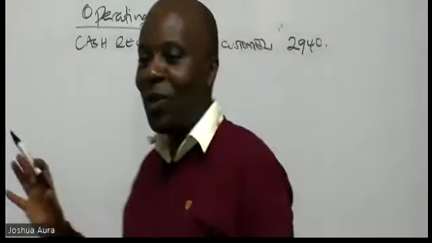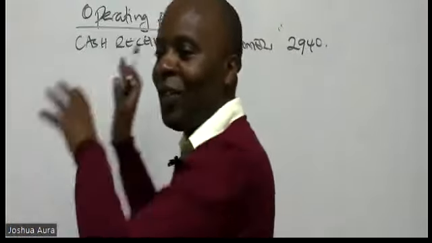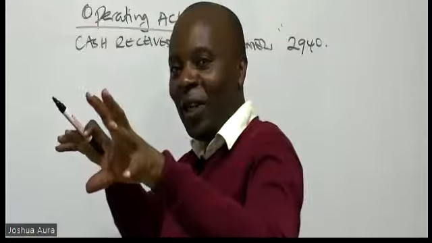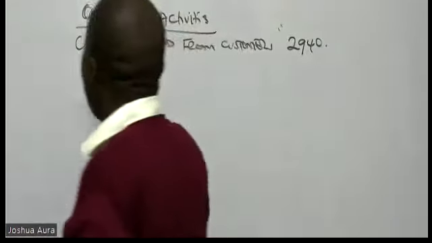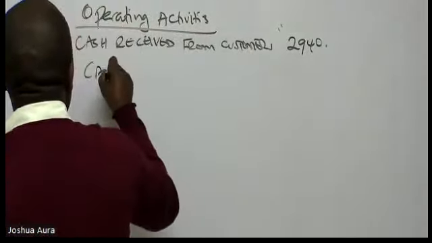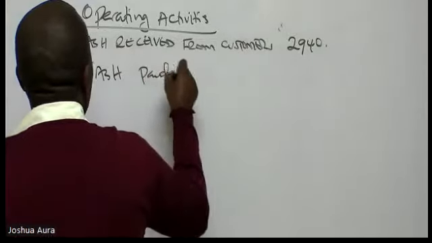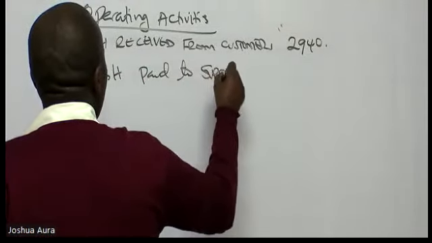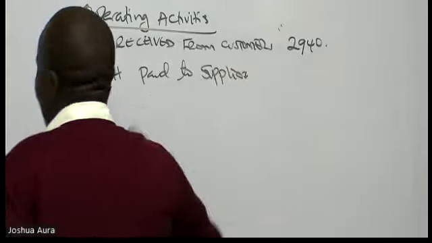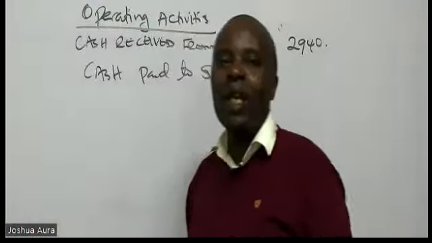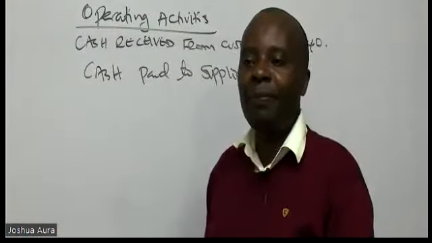Right? It's our working. Once we finish our working, we are taking these figures to the pro forma that we drew earlier on. So these are working for me. Cash, in this case here, paid to suppliers. So the cash paid to suppliers, ladies and gentlemen, will affect which account?